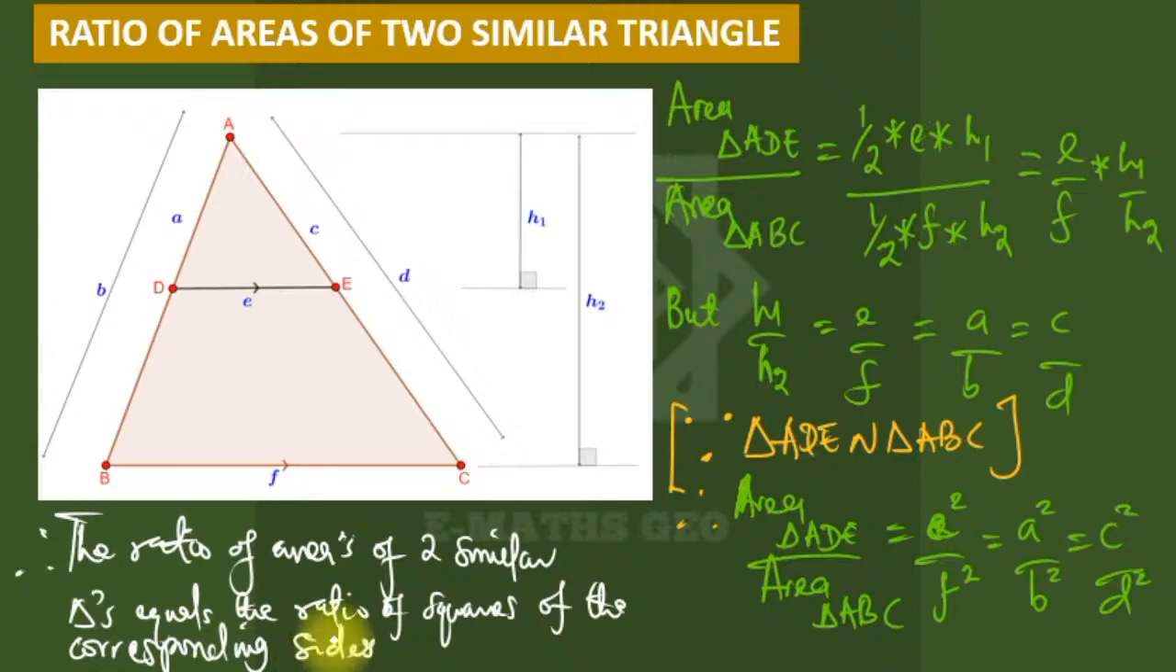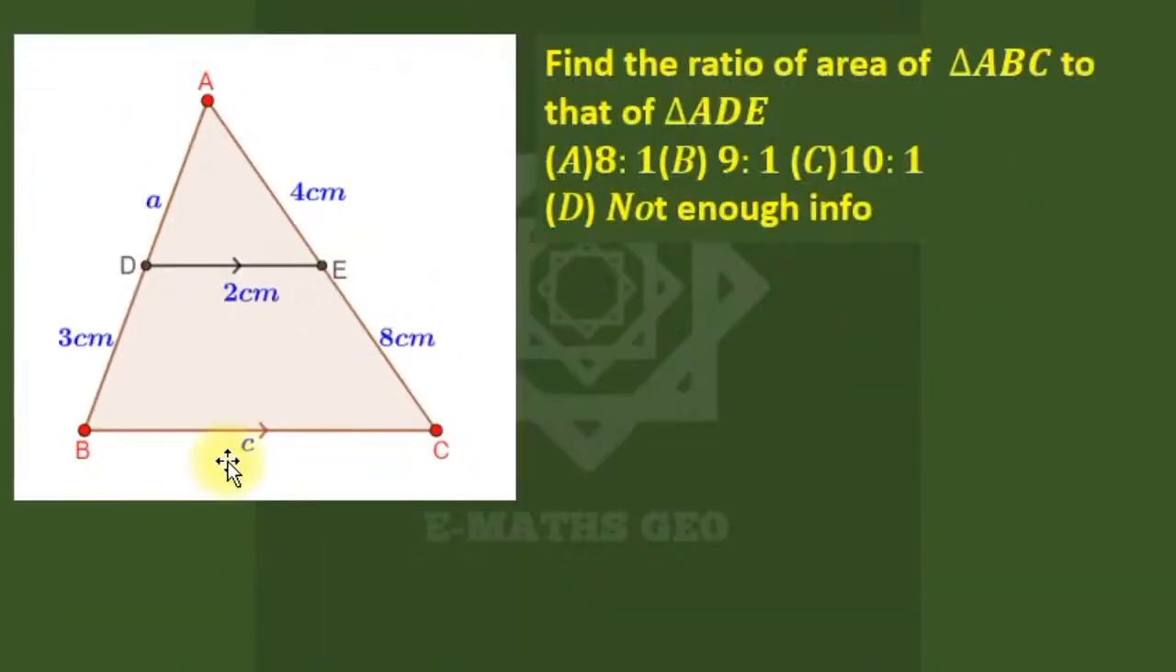So that's a formula. So let's use it and solve the equation. They say find the ratio of the area of triangle ABC to that of triangle ADE. Okay, we can see AE corresponds to AC since they are parallel. This side is parallel to this, which shows that triangle ADE is similar to triangle ABC.